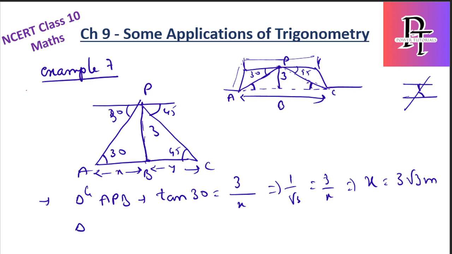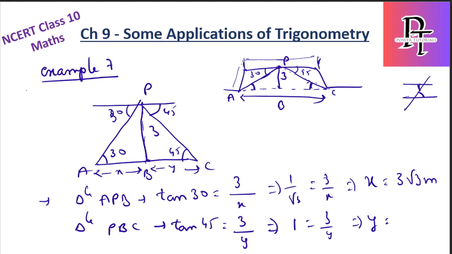If you consider the second triangle, which is PBC, here the angle is 45. That is, tan 45 is equal to the height, which is 3, over the adjacent distance, which is y. Tan 45 value is 1, so 1 is equal to 3 by y, which implies y is equal to 3 meters.